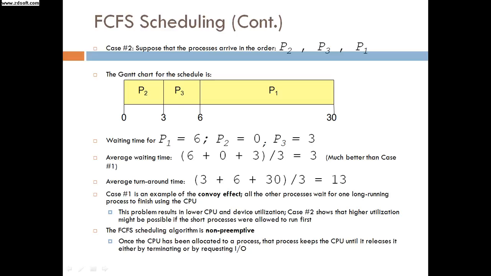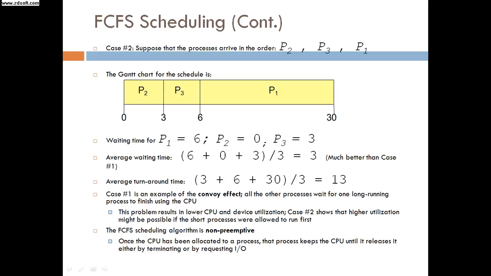Now suppose the processes arrive in this order: P2, P3 and then P1. P2 and P3 have lower CPU burst times and P1 has a long running time. With that we produce a Gantt chart and calculate the average waiting time and turnaround time. They are about 3 milliseconds and 13 milliseconds respectively. So in this case the average waiting time is much better than in case 1.